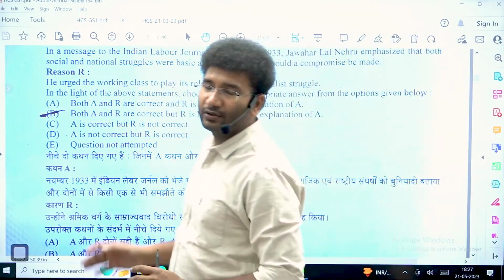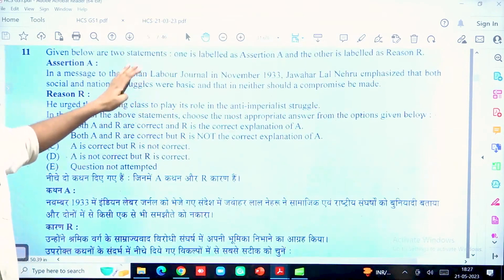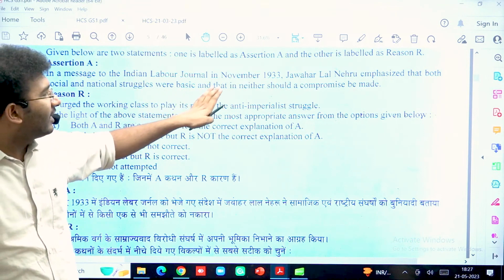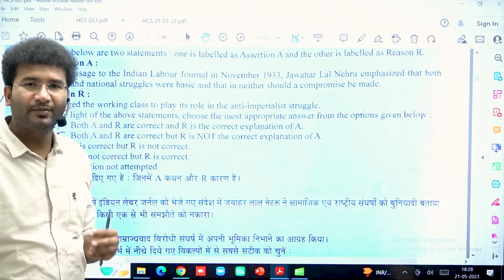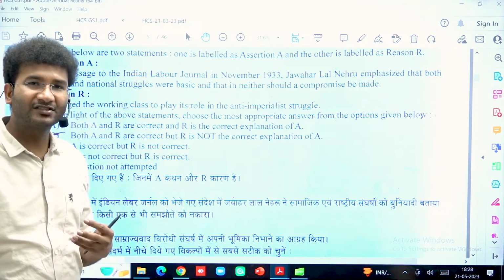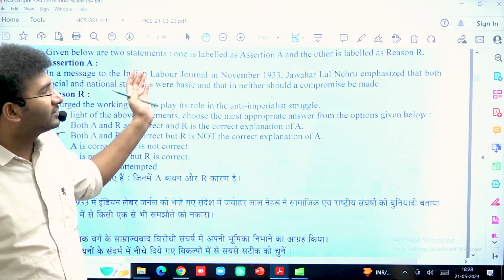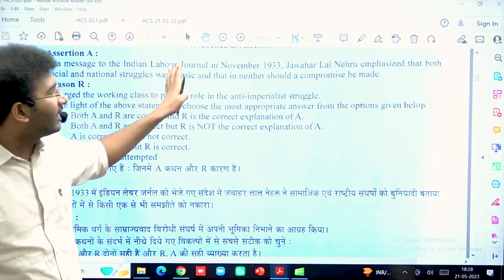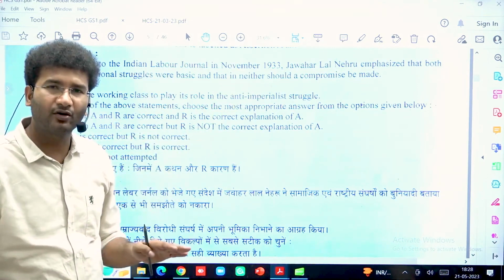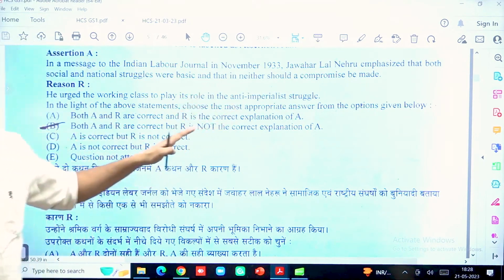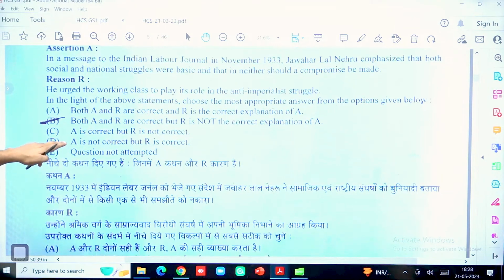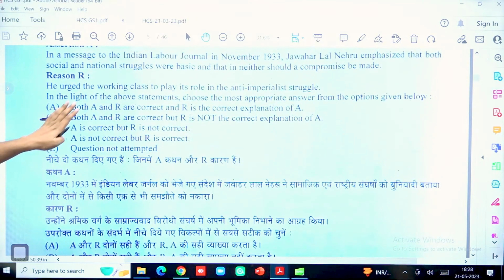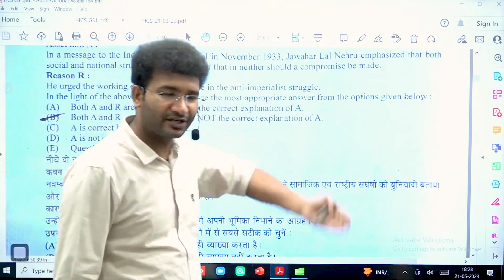Look into both the statements. In statement 1, in 1933, Nehru emphasized that both the social and national struggles were basic and that neither should be compromised. So as the concept of Swarajya started to evolve in 1933, for the first time Jawaharlal Nehru said the emphasis should be on both, and there should not be any compromise. In this context, statement 2 clearly says that both statements A and R are correct, and statement 2 is also an explanation of statement 1.